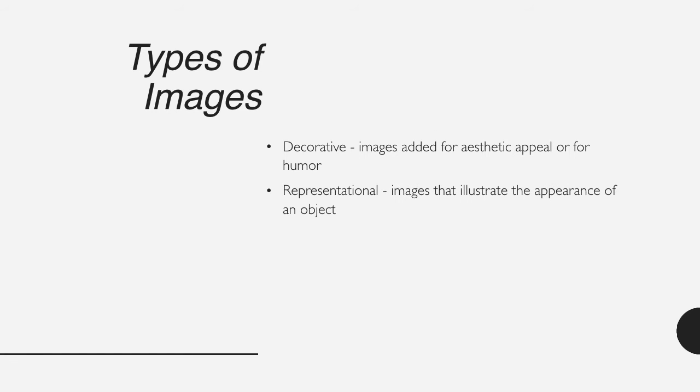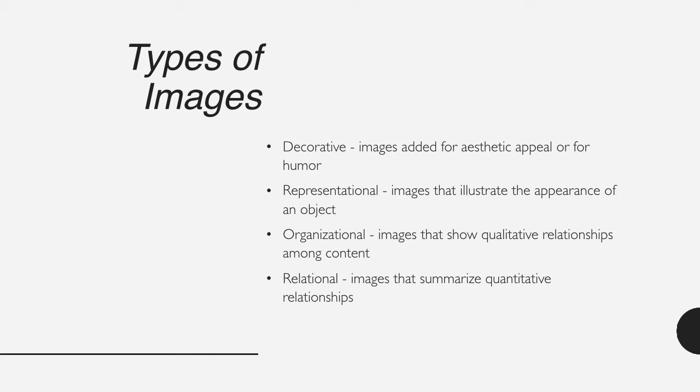Types of images. There are several types of images. Decorative images added for aesthetic appeal or for humor. Representational images that illustrate the appearance of an object. Organizational images that show qualitative relationships among content. Relational images that summarize quantitative relationships. Transformational images, images that illustrate changes in time or space. And interpretive images, images that make intangible phenomena visible and concrete.